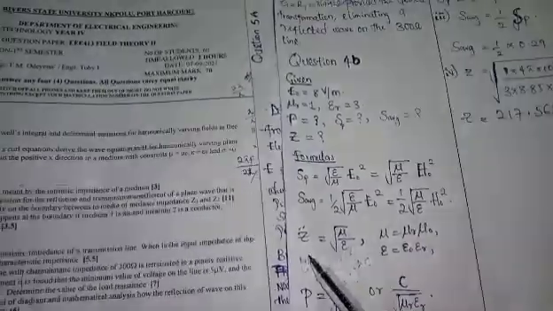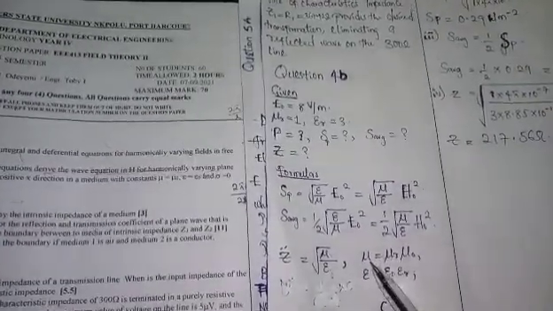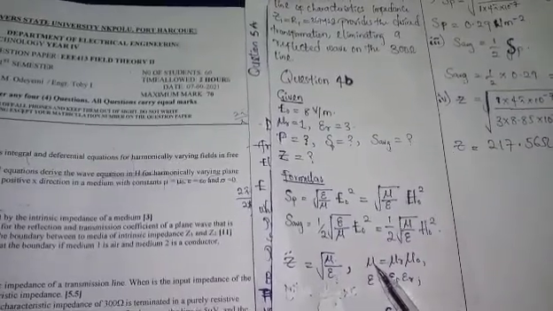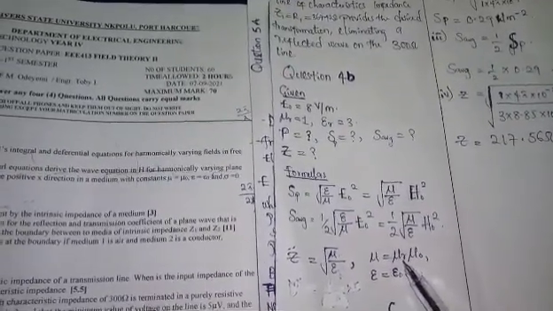That's simple. Then your impedance is always equal to the square root of the magnetic permeability divided by the electric permittivity. The electric permittivity is the same thing as the electric permittivity of free space times the electric permittivity of the medium. The same thing here, the magnetic permeability is the permeability of the medium times the permeability of free space.